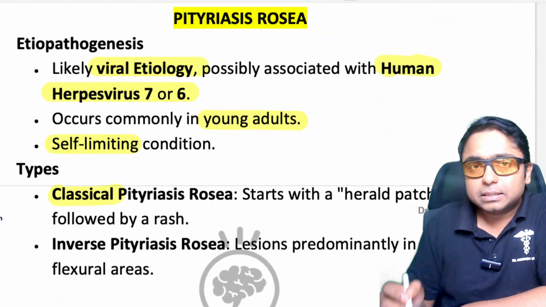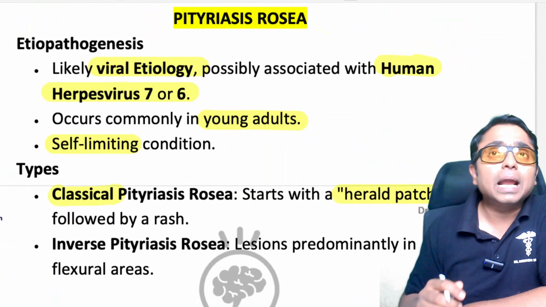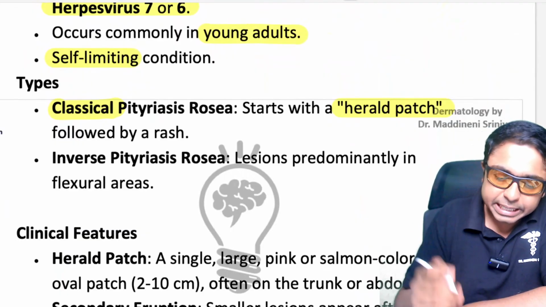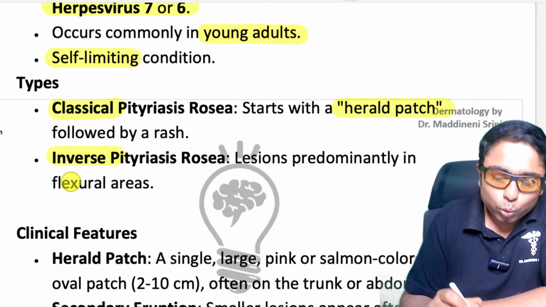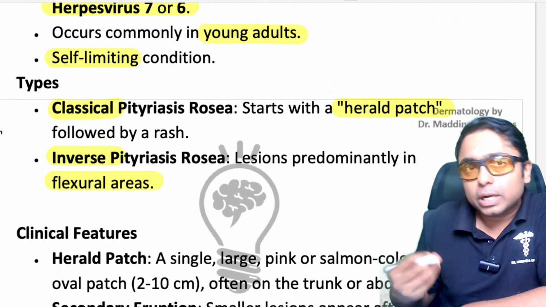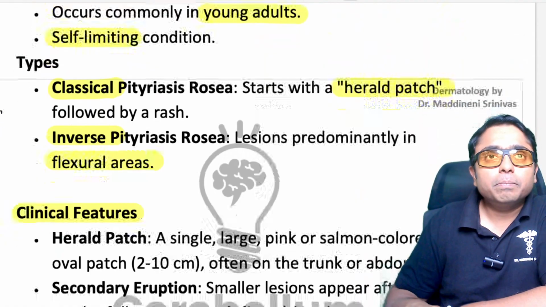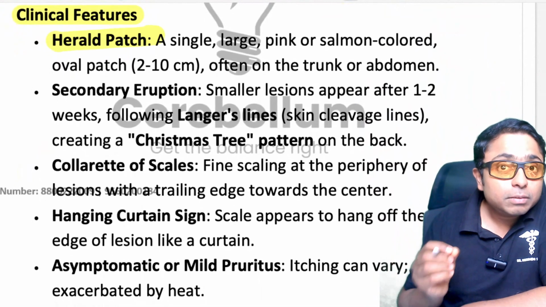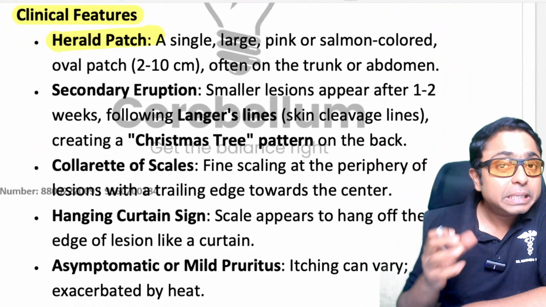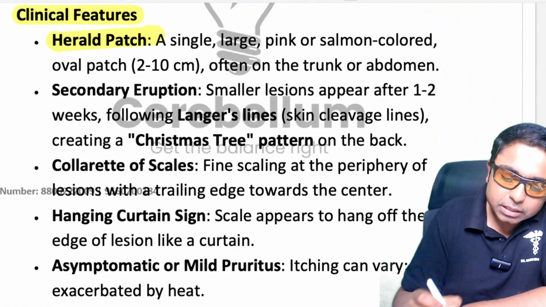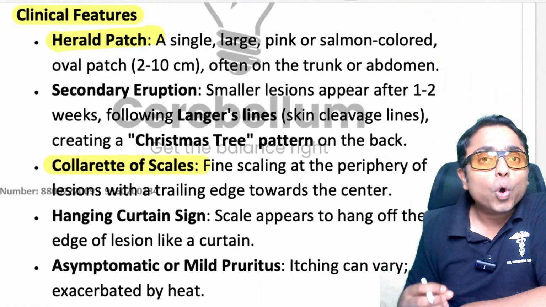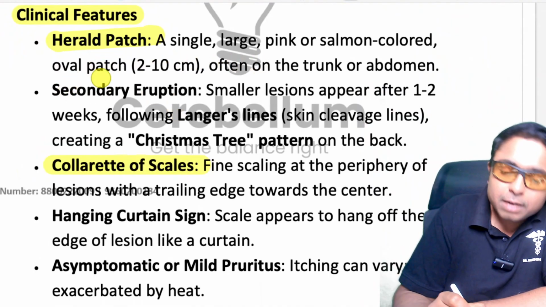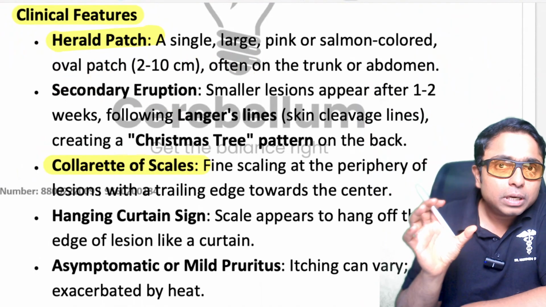So classical Pityriasis rosea, I hope you remember this term: Herald patch, which is also called mother patch, is a lesion which is initially seen, and there is inverse Pityriasis rosea which is seen in the flexural areas. So clinical features, remember students, Herald patch is a very important term associated with Pityriasis rosea. Pityriasis itself means scaling, and here the patients are going to have a characteristic collar-like scale, which is called collarette scale. And the Herald patch initially will be one small lesion.